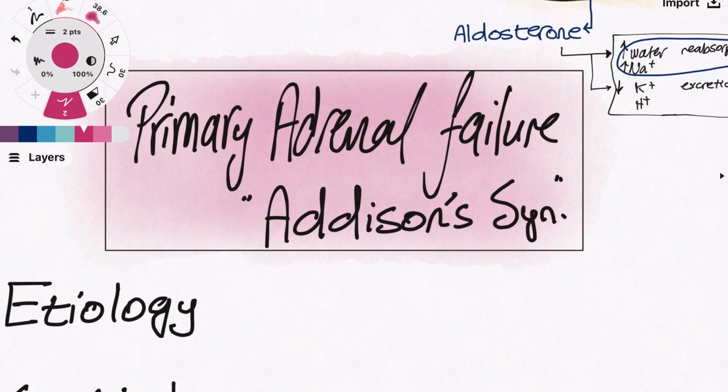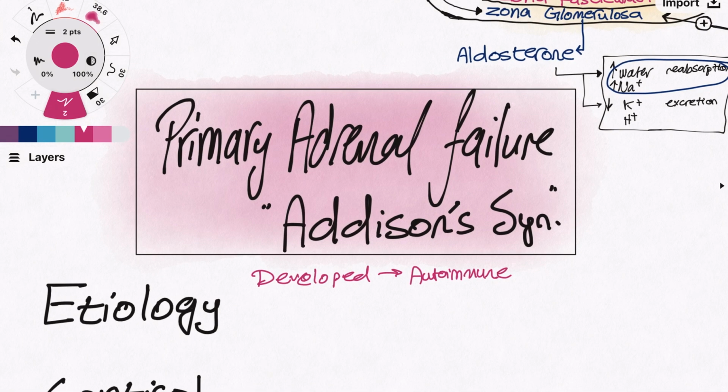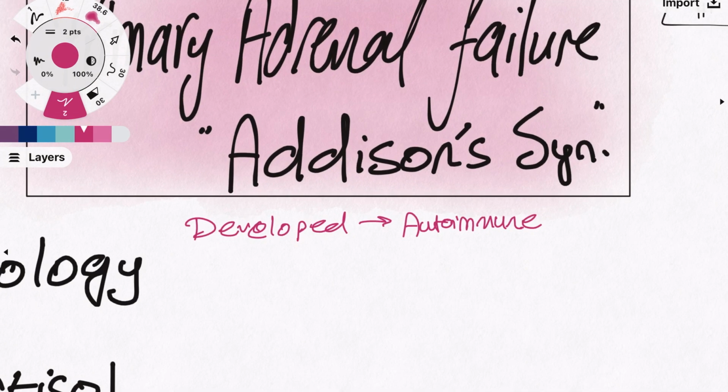The most common cause worldwide, and the most common cause in the developed countries, so in the Western world, is autoimmune disease. Autoimmune disease, right? So the immune system all of a sudden starts attacking the adrenal gland for no reason. So this is the most common in the Western world. But actually worldwide, it is not autoimmune disease.